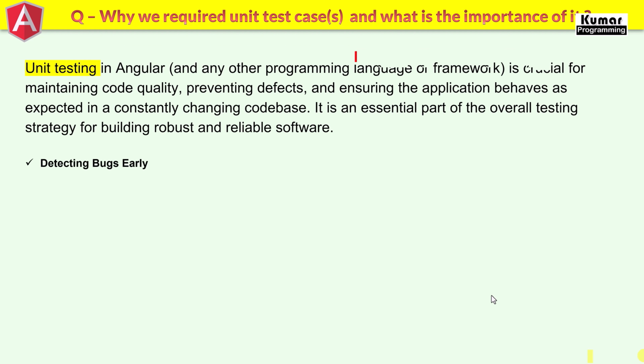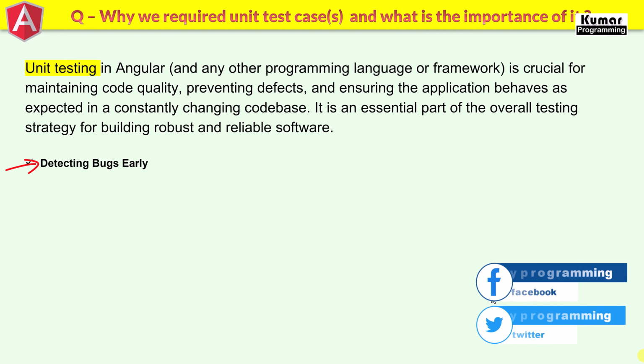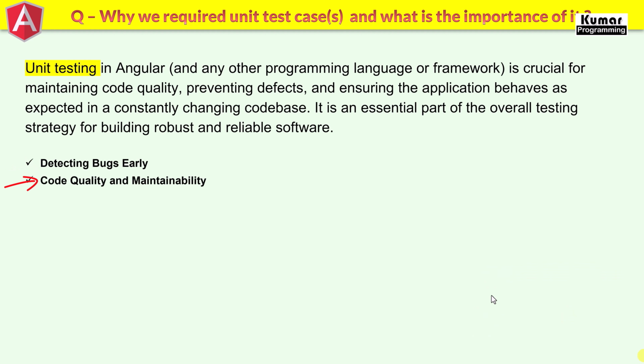Now let's see what all the important aspects of unit testing are. First of all, it's detecting bugs early. If you have made some changes and have some defect, you can identify your defects early rather than getting them from production. And once you are writing your unit test cases, your code quality is improved and it's maintainable. Anyone can get to know what types of cases are involved in the code.